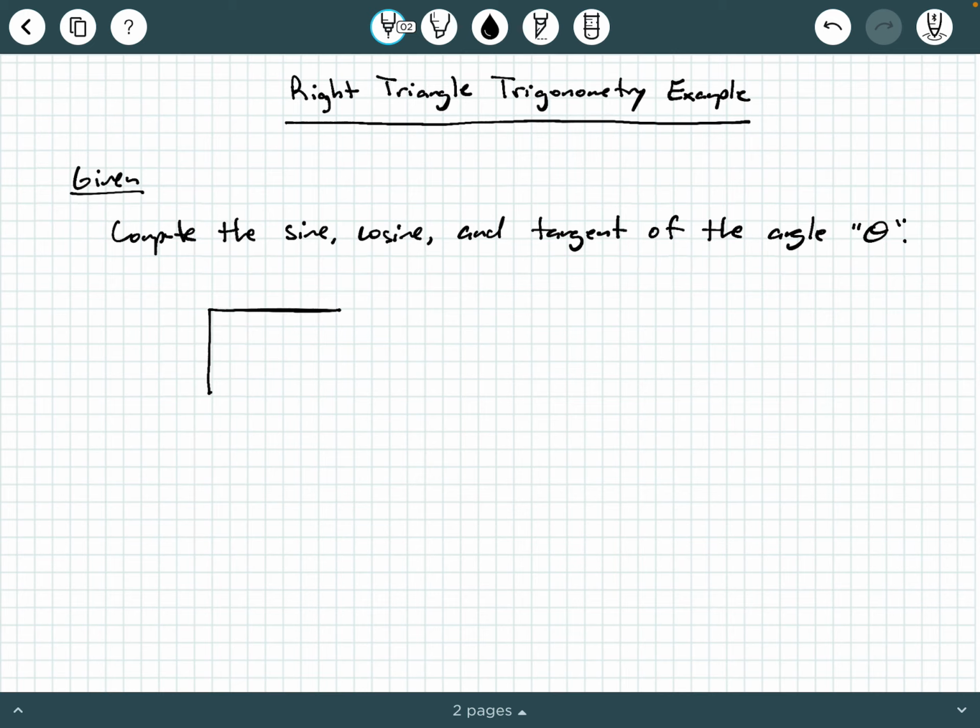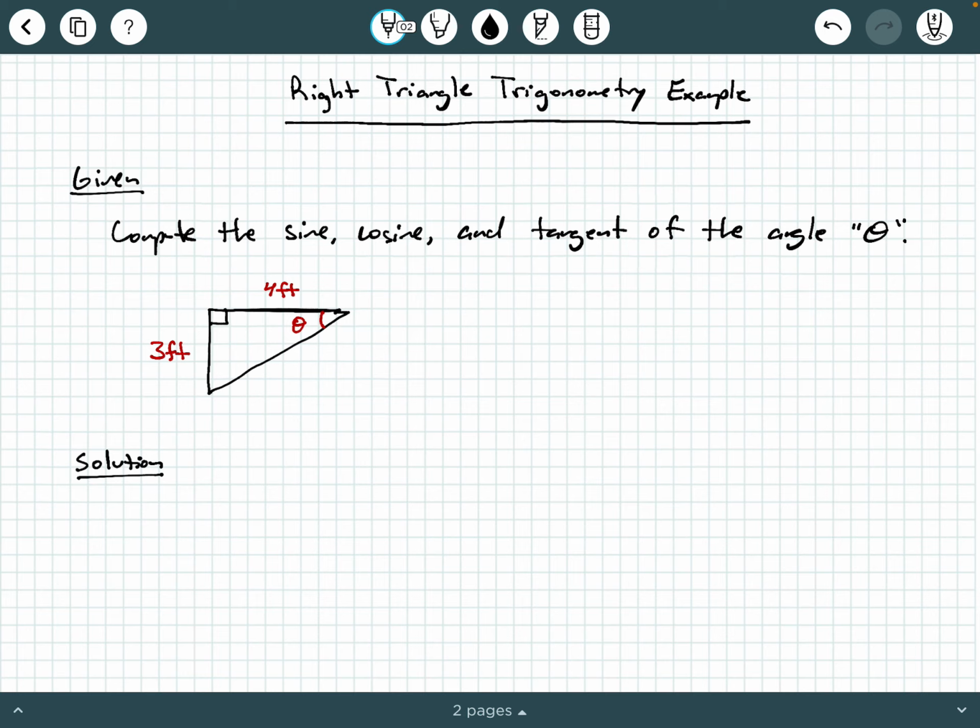So here is our right triangle, and here's the right angle. And the right triangle that we're given is going to have a height of 3 feet and a length of 4 feet. And then the angle theta we're interested in is right here, okay? So let's go ahead and get started with our solution. So beneath that, we're going to write solution so we know when we're actually starting our work.